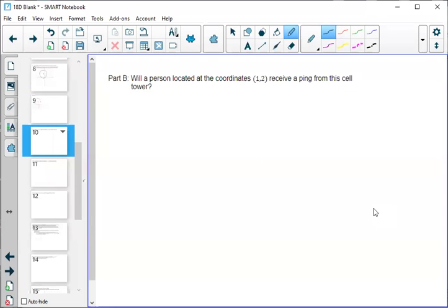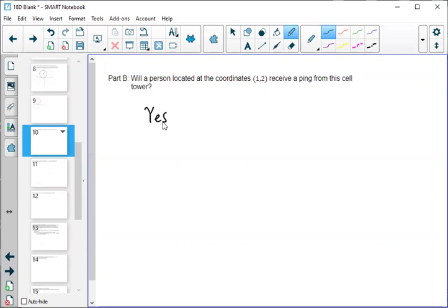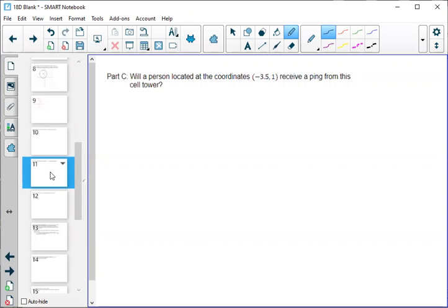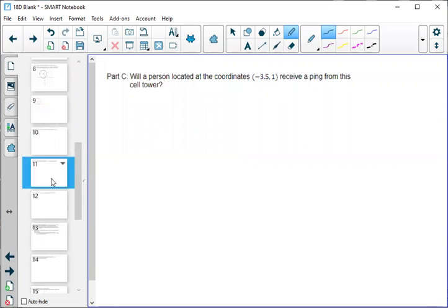Part B, will a person located at the coordinates (1, 2) receive a ping from the cell tower? Well, if we go back here, a person at (1, 2), yes. So we can answer yes here. That's within the circle. Part C, will a person located at the coordinates (-3.5, 1) receive a ping from the cell tower? No, that's going to be outside the circle. So part C is going to be no. This is out of range.